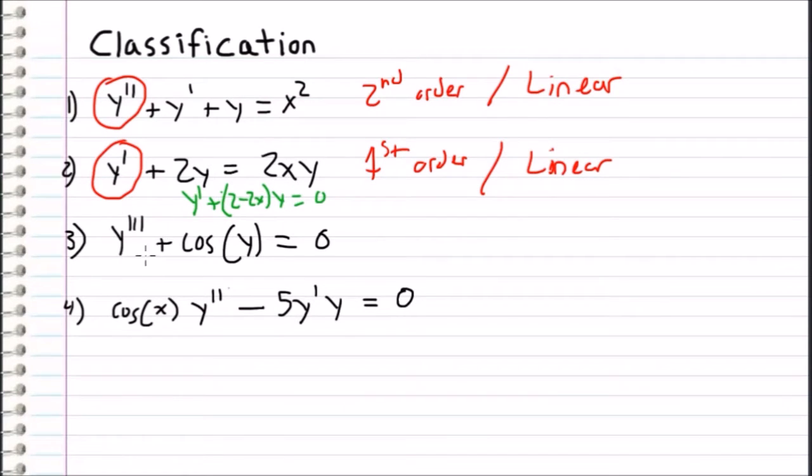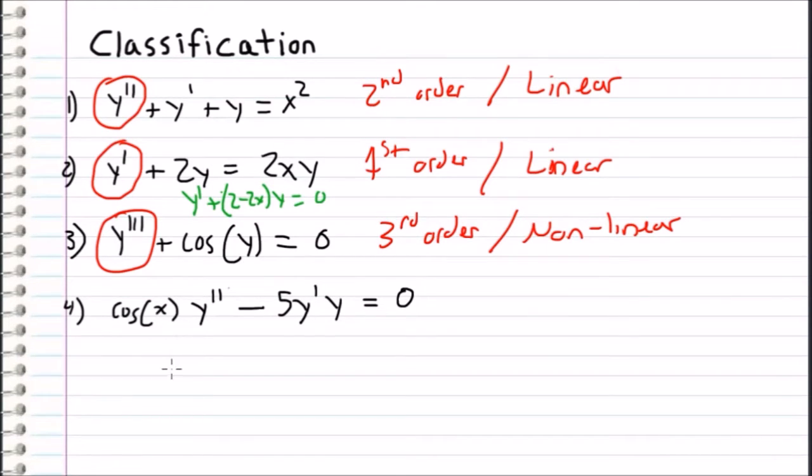Let's move on to this third example. Our highest derivative in this case is y triple prime, so this is a third order differential equation. And we see right here that we have cosine of y. Now this is not y or its derivative to the first power, and there's no way that we can turn cosine of y into a function of x times y. Therefore this is nonlinear. So this is a third order nonlinear differential equation.